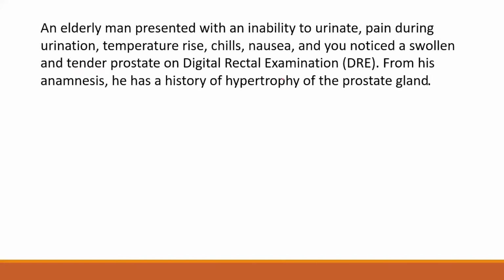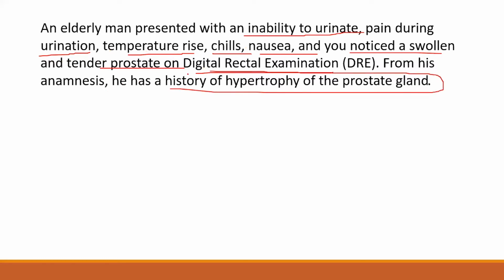Now, an elderly man presented with an inability to urinate. An elderly man cannot urinate, okay? Pain during urination, high temperature, chills, nausea, and you notice a swollen and tender prostate on digital rectal examination. From his anamnesis, he has a history, guys, of hypertrophy of the prostate gland. Again, anytime you look at something like this, always look at the history. So if it doesn't have a history of a disease, think of a possible complication.